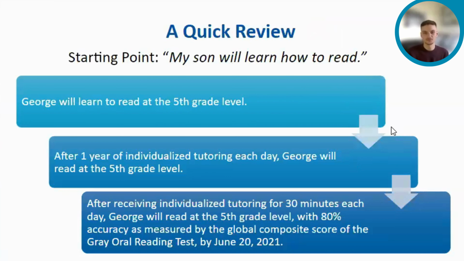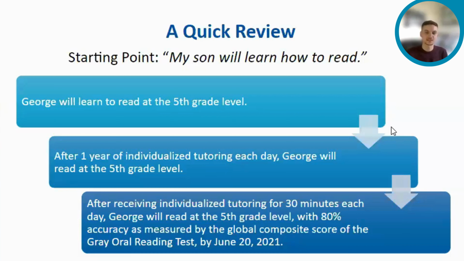So this slide here, we're kind of bringing it all together. The starting point is a very common goal that I think a lot of parents have: my son will learn how to read. So maybe a first level of that goal would be George will learn how to read at the 5th grade level. Okay, it's getting a little better. We've identified George reading at the 5th grade level, so that's where we want to be. How can we change that a little bit more? After 1 year of individualized tutoring each day, George will read at the 5th grade level. Okay, so we're being a bit more specific. We're identifying some of the steps we can take to achieve that. We're identifying the metric that we want him to be at, but we haven't really identified what that metric is yet.